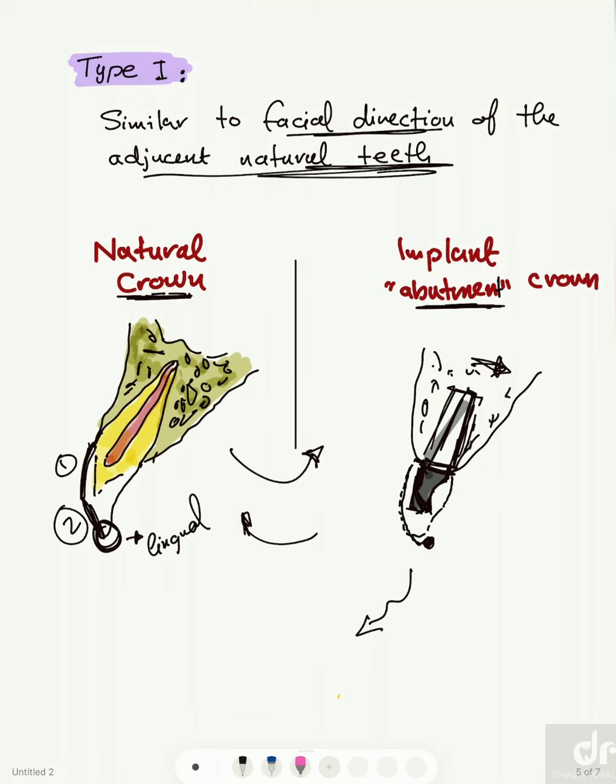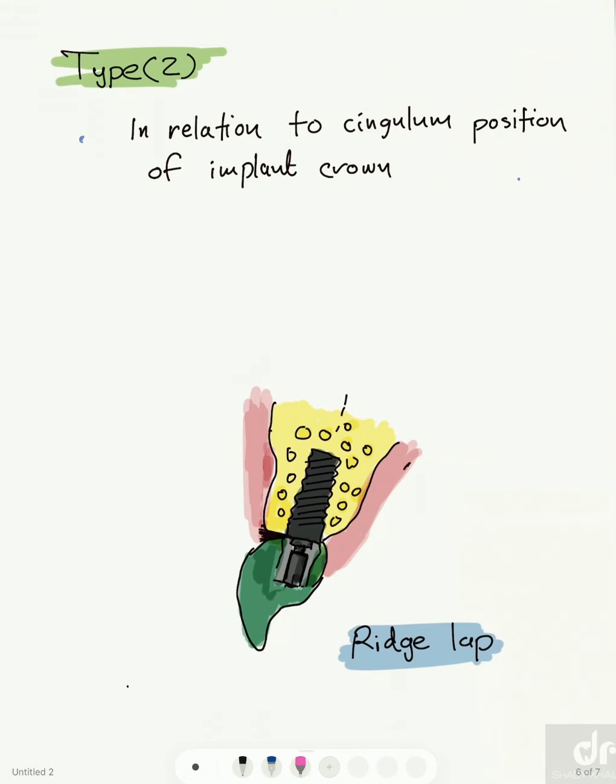Okay, my friends, what if someone puts the implant too much lingually positioned, in the faciopalatal direction? What if we put it too much palatal or lingual? Is there a solution there? Yes, there is a solution. Let's go to type 2 now, in relation to the cingulum position of the implant.